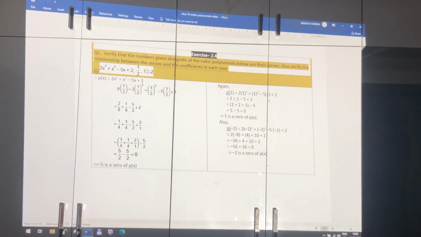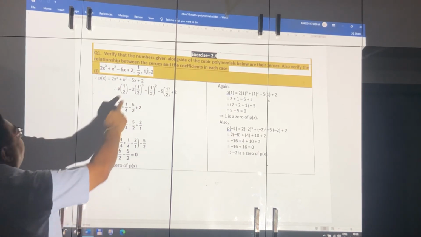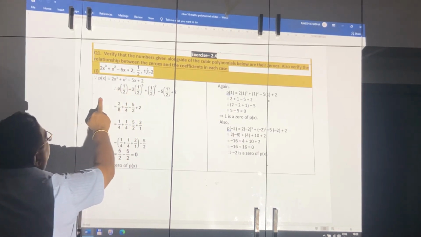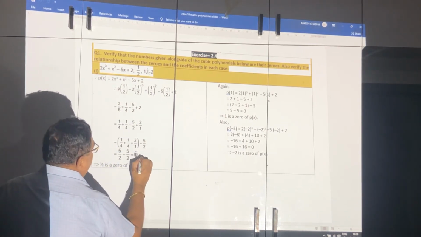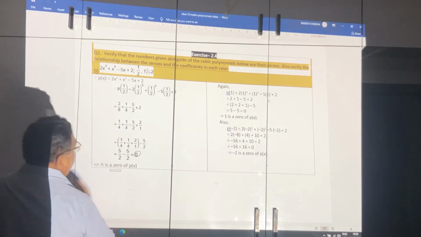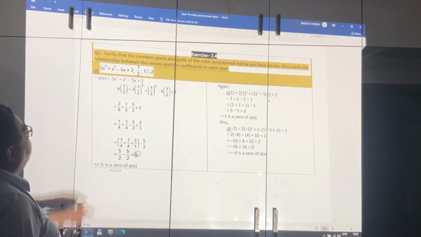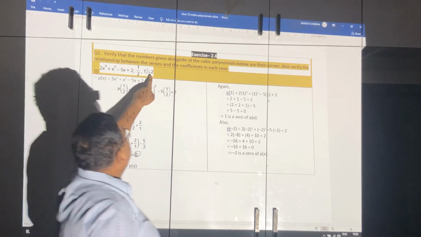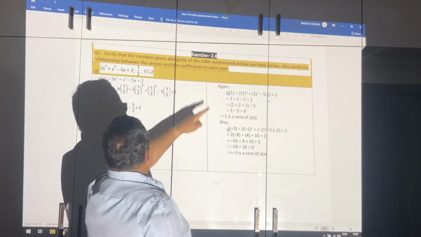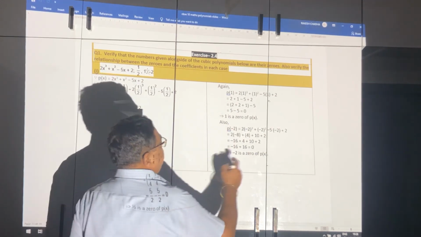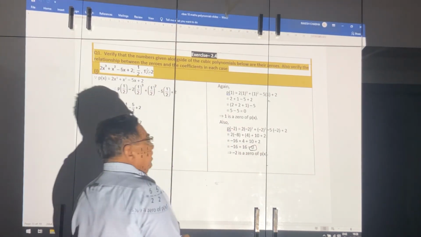We come to Exercise 2.4. Verify that the numbers given are the zeros and also the relationship. We have already done the relationship, but we'll do it once again. If it is a factor, my friends, when I substitute, I should get a 0. So if I get a 0, it is a factor. First I take half, then I take 1 like this, and then whatever is given. I must always get 0. If I don't get 0, it is not a factor.